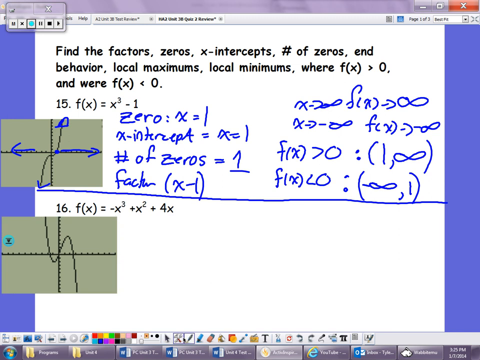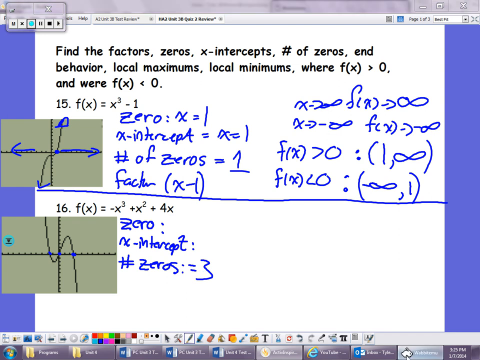So the first thing it asks for is our zeros. You can see we have a zero here, here, and here. We're just going to need to solve for those, and we do that using the trace function on our calculator. Again, the zero is the same as the x-intercept. My number of zeros I can tell just looking, which is pretty obviously 3.